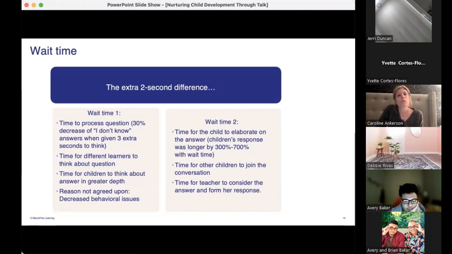With wait time 2, that is the time between the child's answer and the teacher's response, we see that children are able to elaborate 300 to 700% more on their answer, right? They give fewer one-word answers. They give less of that one quick answer. They're elaborating more. Other children join the conversation while they're doing it. And it's also a time for teachers to think about their own response.